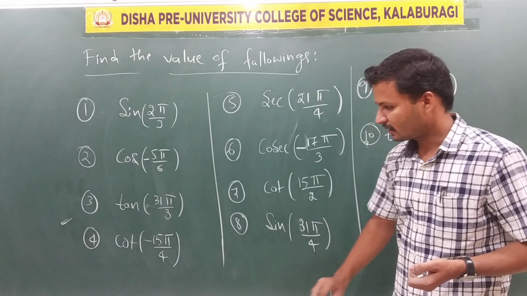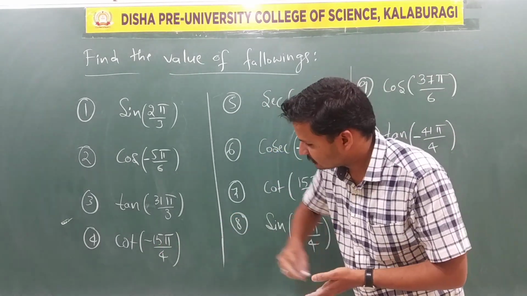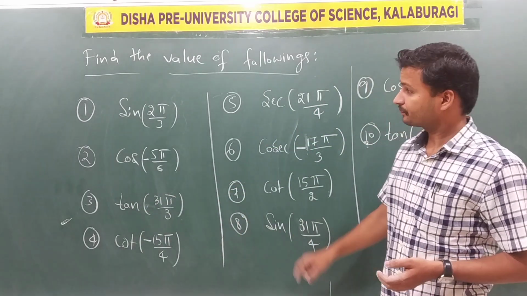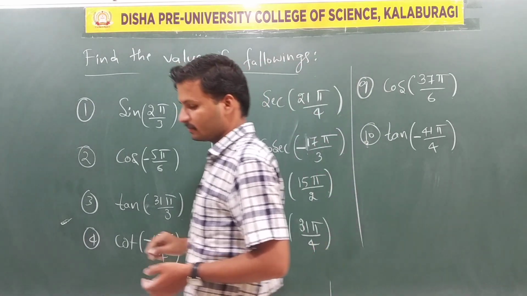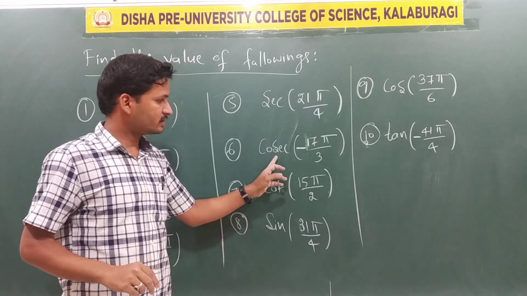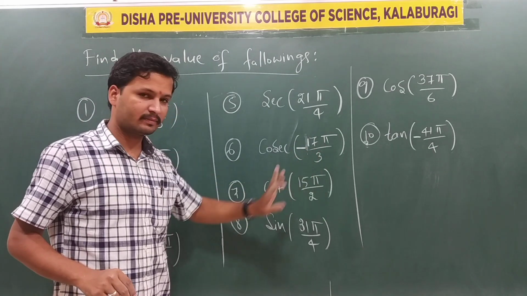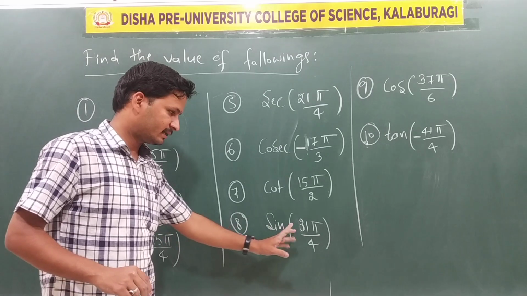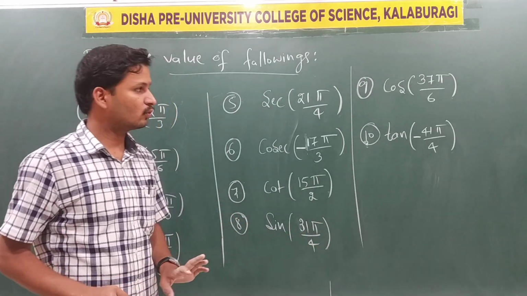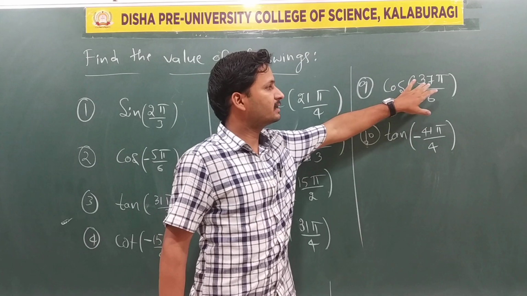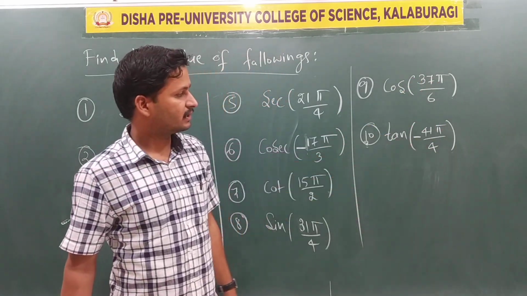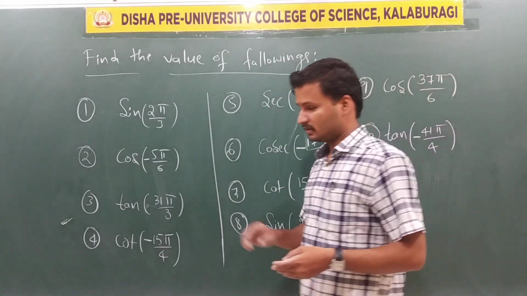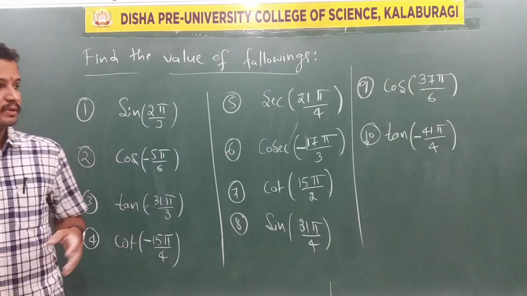and fourth one, cot of −15π/4, and fifth one, secant of 21π/4, and cosec of −17π/3, seventh, cot of 15π/2, and sine of 31π/4, and cos of 37π/6, lastly tan of −41π/4. Find the values of all these trigonometric functions.